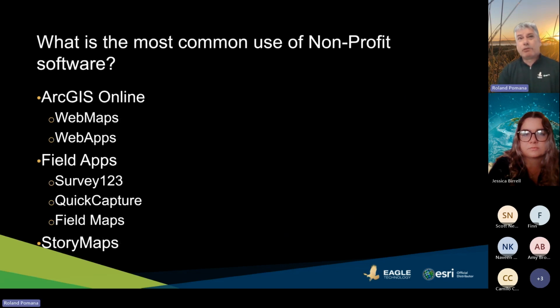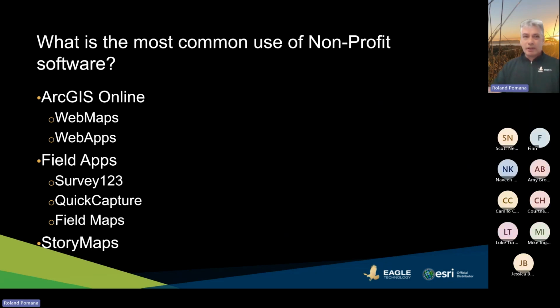What's the most common use? What are all these guys doing with it? They're doing probably what a lot of you are doing. So they're taking advantage of ArcGIS Online. Smaller non-profit groups tend to have not the funding or the ability to invest in infrastructure. So we see a lot of use of ArcGIS Online.